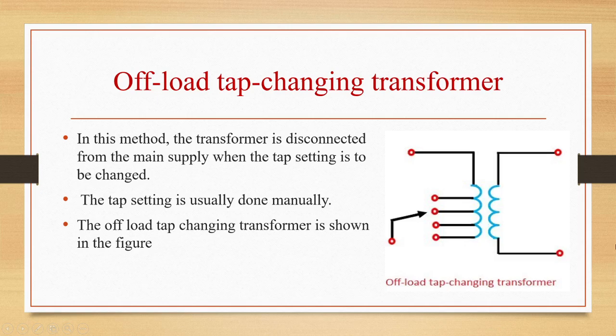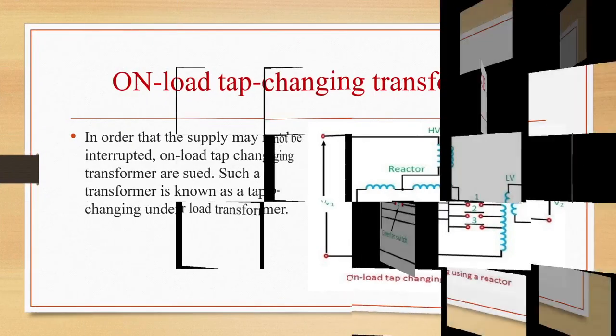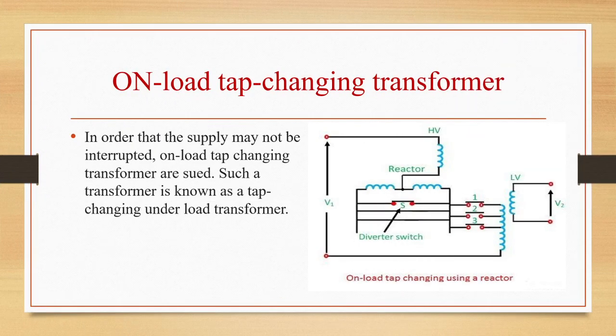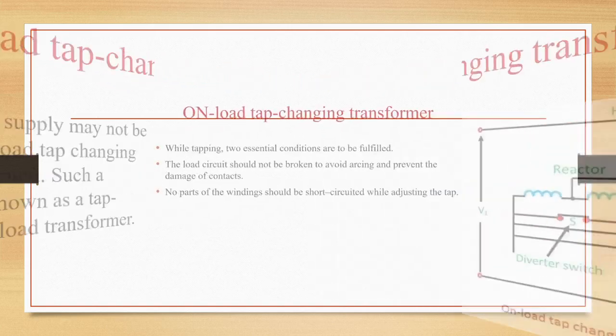In the off-load tap changing transformer, the transformer will be disconnected from the main supply when the tap setting is to be changed. Tap setting is usually done manually. Off-load tap changing transformer is shown in the figure. When we see the on-load tap changing transformer, in order that the supply is not interrupted, an on-load tap changing transformer is used. Such a transformer is known as a tap changing under load transformer.